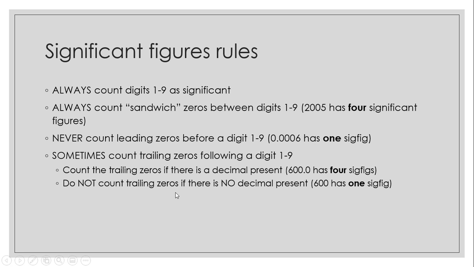We will not count trailing zeros if there is no decimal point present. So if it's just 600 written like this, because there's no decimal point, these trailing zeros do not count. That's one significant figure.